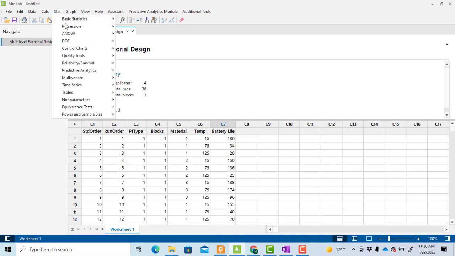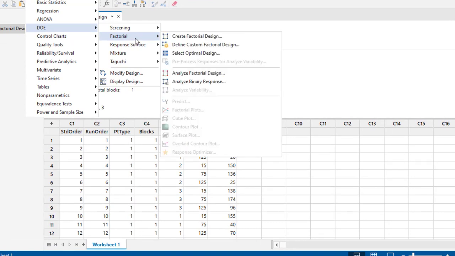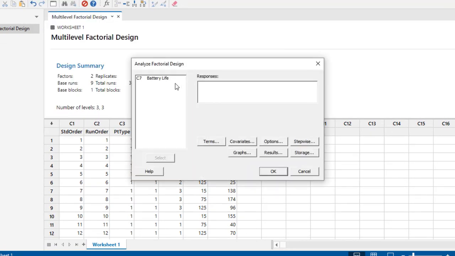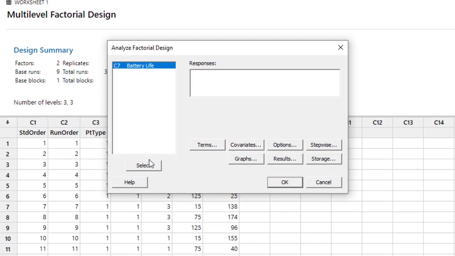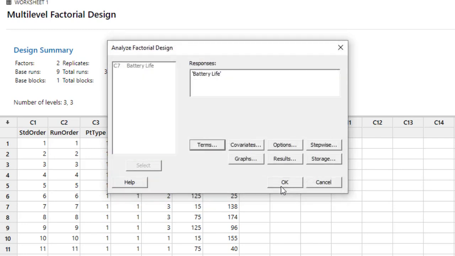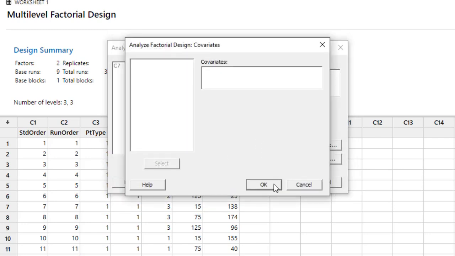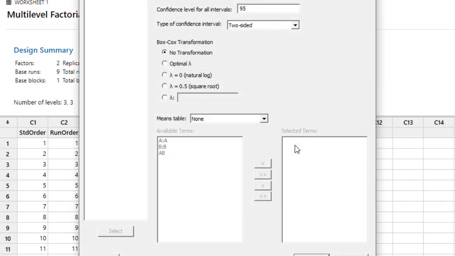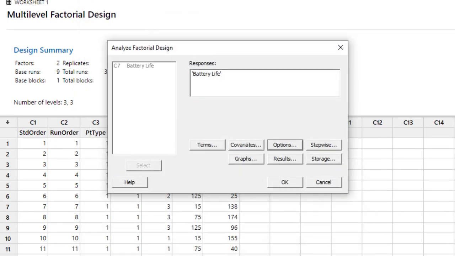Then I will go to Stat, DOE, Factorial, Analyze Factorial Designs, the responses. So I will click on this battery life C7 and then click on select. So my responses have been selected as battery life. Then I will click on the terms. So it's okay. My analysis will be on material, temperature and their interaction. Covariates as it is, it's okay. Options, no need to change anything.